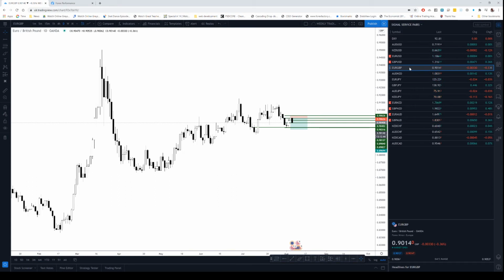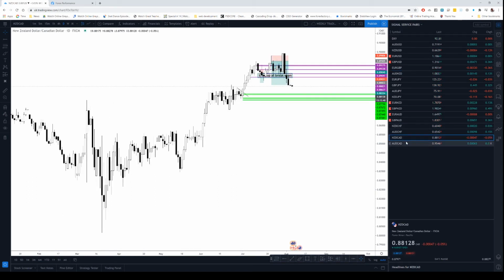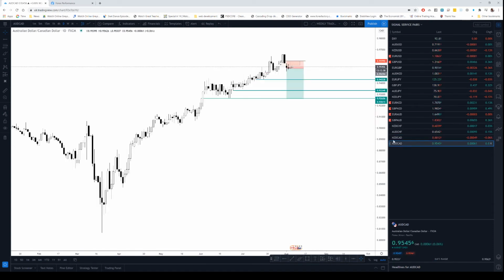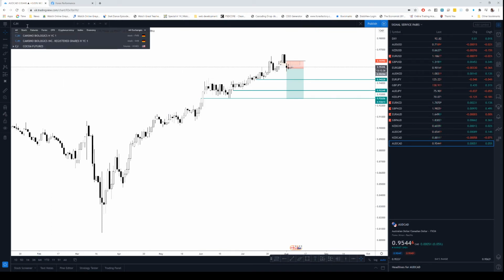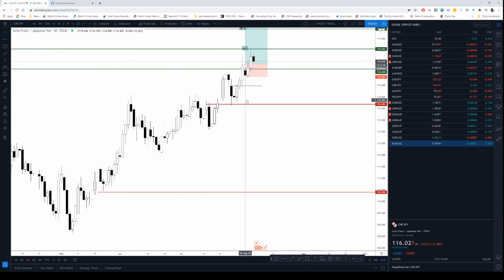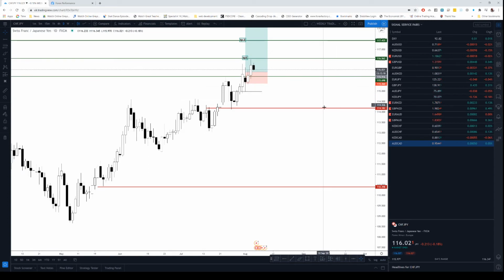And we did have New Zealand CAD and Aussie CAD as a swing trade, and we also had Swiss yen. I will explain why I've trimmed down the pairs maybe tomorrow. So going forward, I have trimmed down the pairs that we look at.